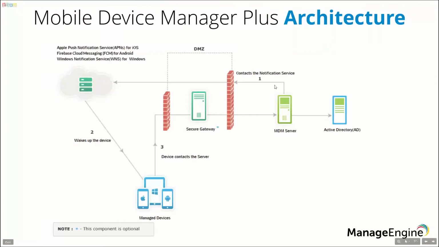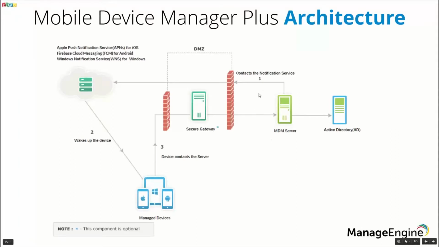So whatever command you initiate will be sent to the notification services. For Apple, it will be the Apple Push Notification Service. For Android, it will be Firebase Cloud Messaging. And for Windows, it will be Windows Notification Services. These are the services which will receive the command from the MDM solution and wake up the device to contact the server. So if you go with an on-premise solution, you need to make sure the MDM server is accessible to all your devices, be it on any network they connect to.